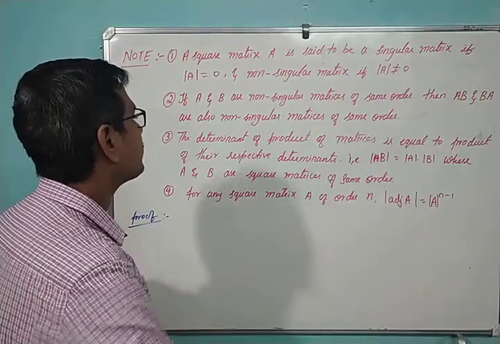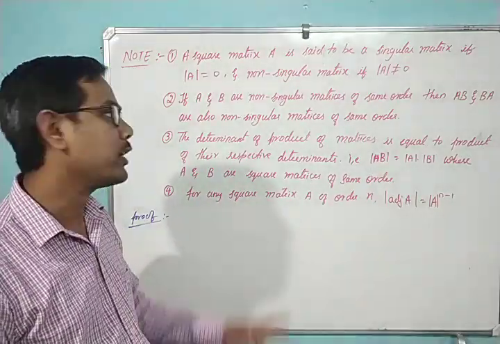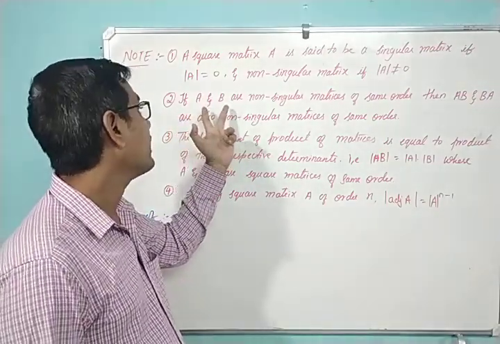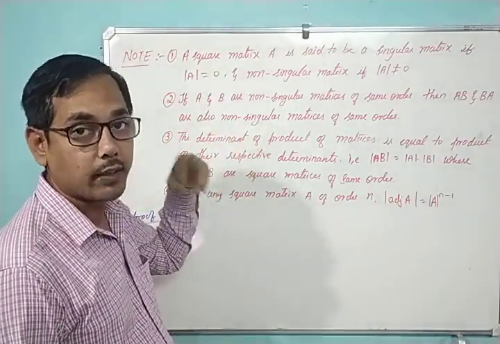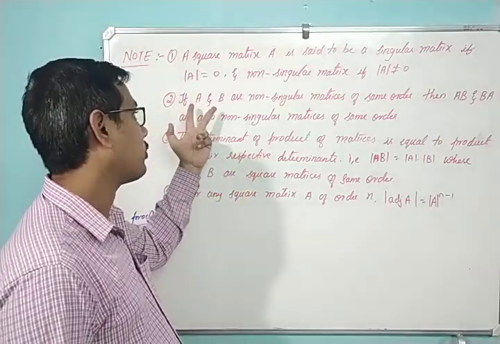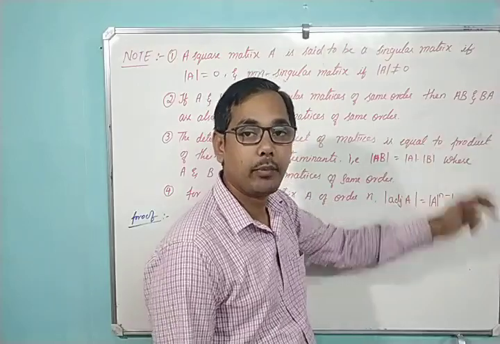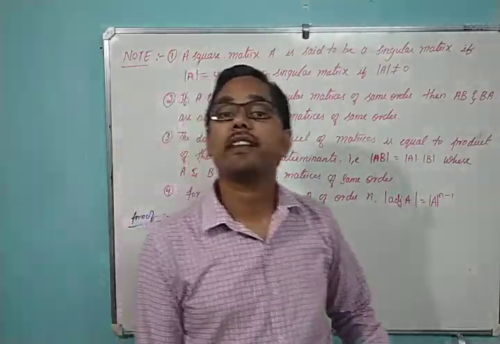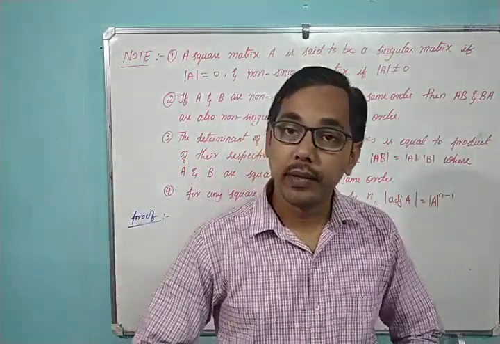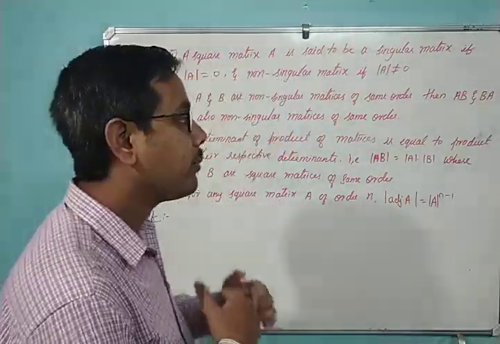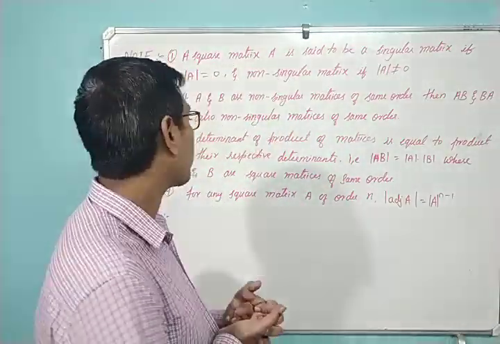You can check it. Take any two square matrices of the same order, and check that their determinants are not equal to 0. Then you can consider those matrices and calculate AB and BA. Then you will find that the determinant values of AB and BA are also not equal to 0, and AB and BA obviously will be of the same order.